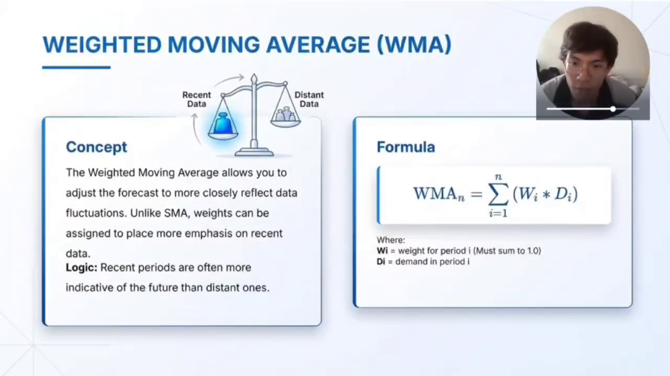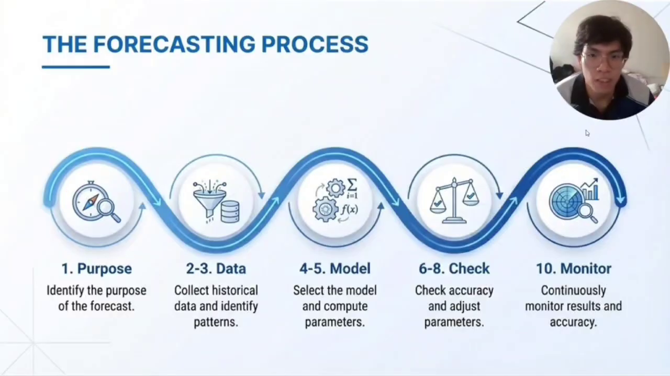On the right, we have the formula. We multiply each period's demand by its weight and then sum the values. The weights must add up to 1.0. This helps us produce a more accurate and realistic forecast, which consists of several important steps.